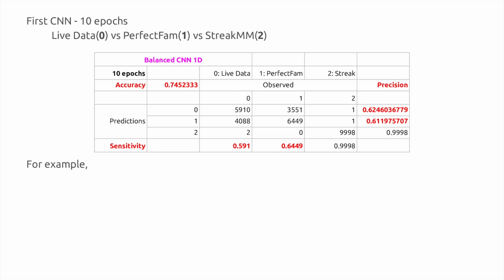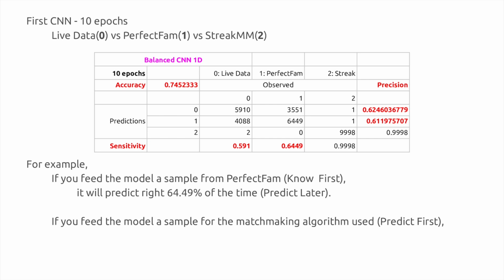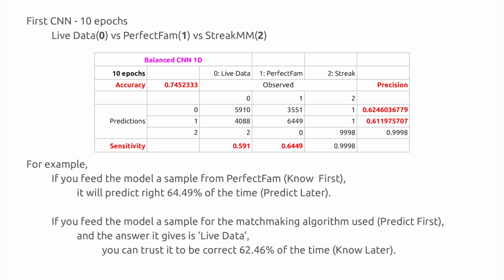Let us have some fun. If you feed the model a sample from PerfectFam, know first, it will predict right 64.49% of the time, predict later. If you feed the model a sample for the matchmaking algorithm used, predict first, and the answer it gives is live data, you can trust it to be correct 62.46% of the time, know later.